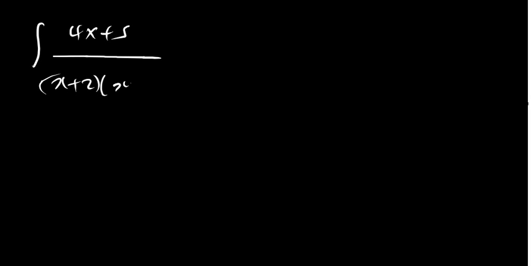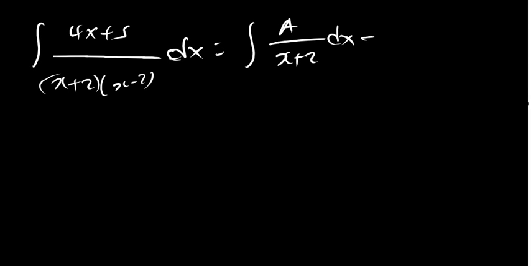Now let's say we have another one, which is 4x plus 5 over x plus 2 times x minus 2. How can we do it? This is supposed to be equal to, we have dx, so we get the same setup: the integral of a over x plus 2 dx plus the integral of b over x minus 2 dx. So our goal is to find a and b.